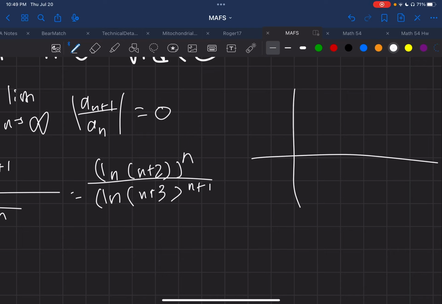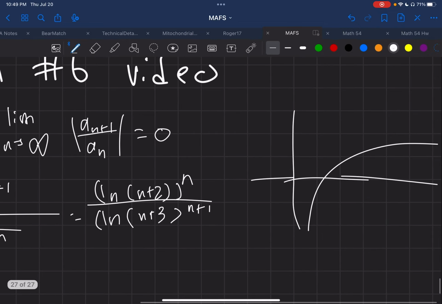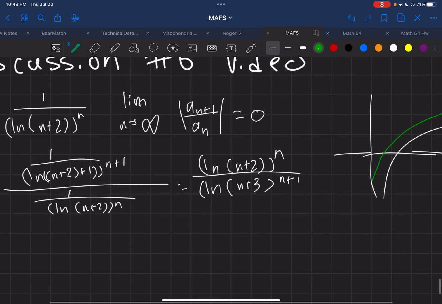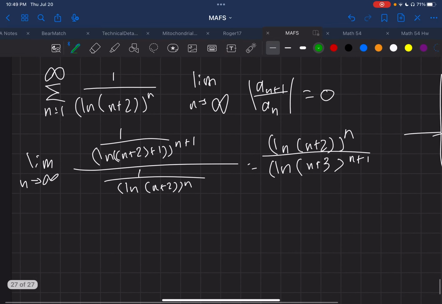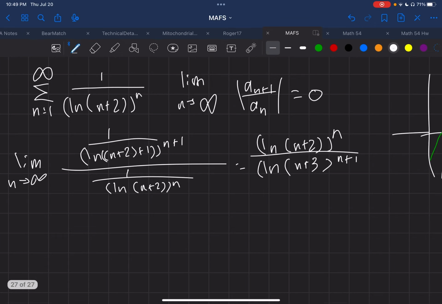If we draw these two graphs out, or if you can recall, the ln function would look something like this. Since ln(n + 3) and the power of n plus 1 are increasing functions, we can conclude that the denominator will always be greater than the numerator. And in that case, as n approaches infinity, we can conclude that that limit would approach 0.